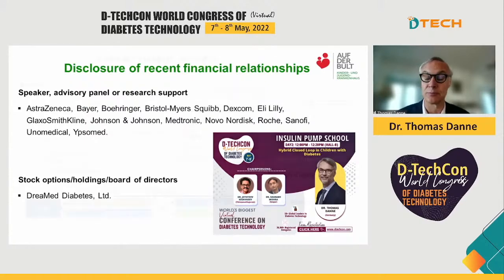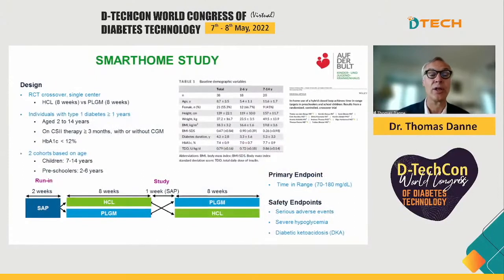Okay, so what I want to show you here is the SMART home trial. What we did, we compared the hybrid closed loop with the predictive low glucose system, which only stops the insulin when the glucose is too low. We did this in two groups, 18 children aged 2 to 6 and 20 children aged 7 to 14. The average ages were obviously different: 5.4 years in the younger group and 11.6 in the older group.